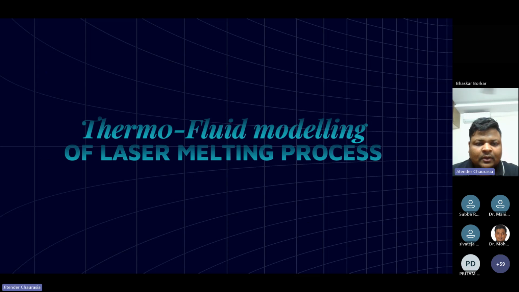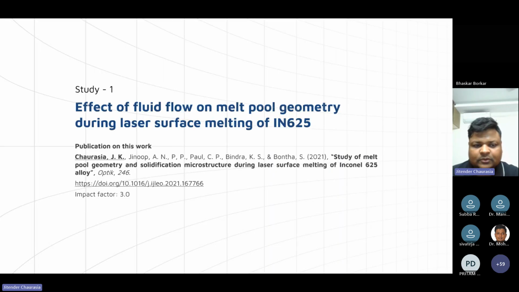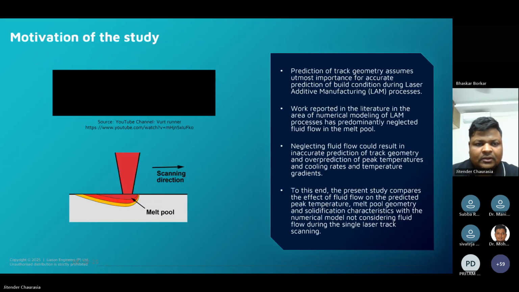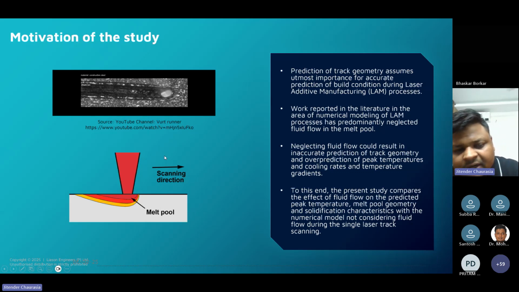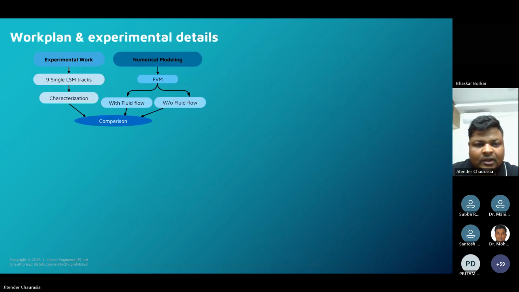Now I will show you quickly thermofluid modeling of the process. So this is one published work of my PhD. We thought of seeing how the fluid flow will affect the melt pool depth and all. So we did one numerical study where in one model we consider only heat transfer, and in one model we consider heat transfer with fluid flow. So this is the way.